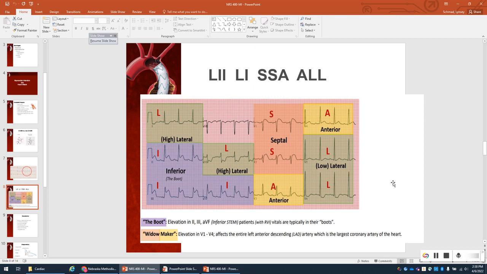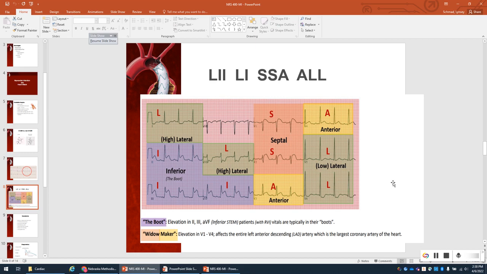And as you can see, that helps you indicate where the blockage would be. So if you have ST elevation in leads 2 and 3 and AVF, you know that it's inferior. Inferior STEMI patients with RVI vitals are typically in their boots. The picture looks like a boot.